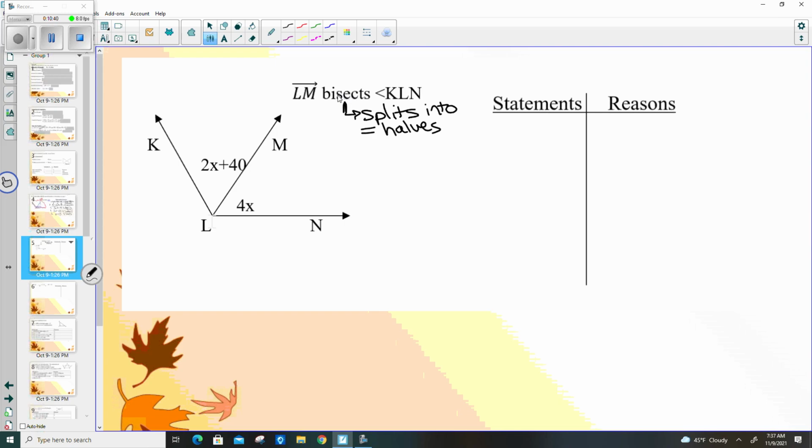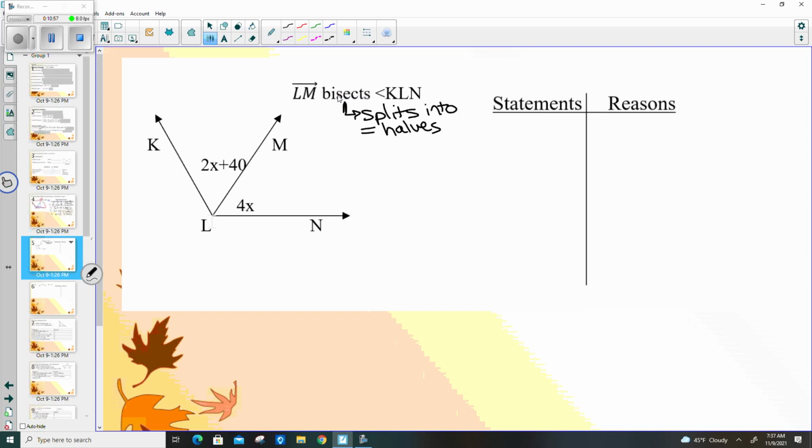Okay, so bisects tells us it's going to split us into 2 equal halves. The word bisect being in my given tells me that I'm probably going to see a definition of bisects. It's probably going to guide me in this proof.